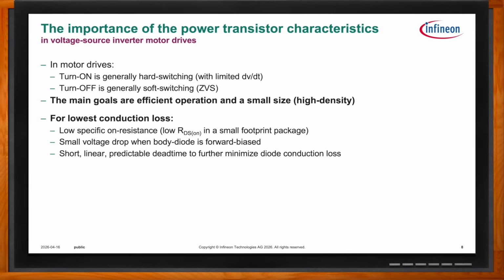What we're looking for in other characteristics are the lowest conduction loss. And here it really just gets down to RDS on. Well, not just RDS on. That's the Ohm's law portion of it, right? And more specifically, it's not just low RDS on, but it's fitting that into a smaller package. So low specific on resistance is what we call that in the semiconductor world. Low RDS on in a small footprint package.